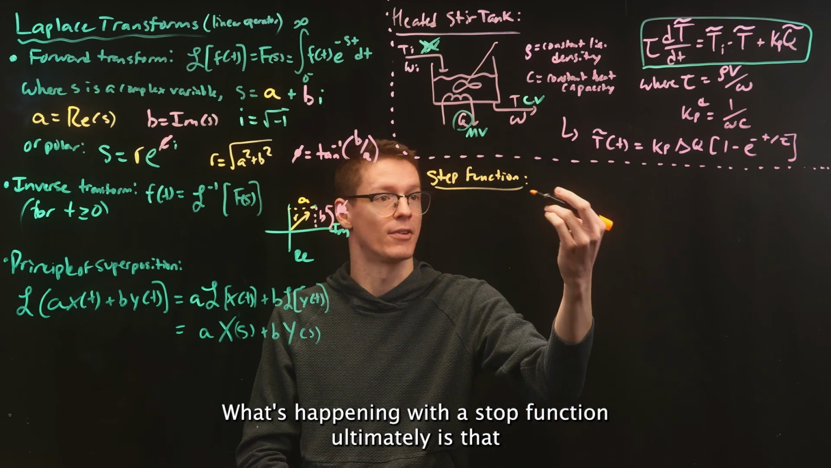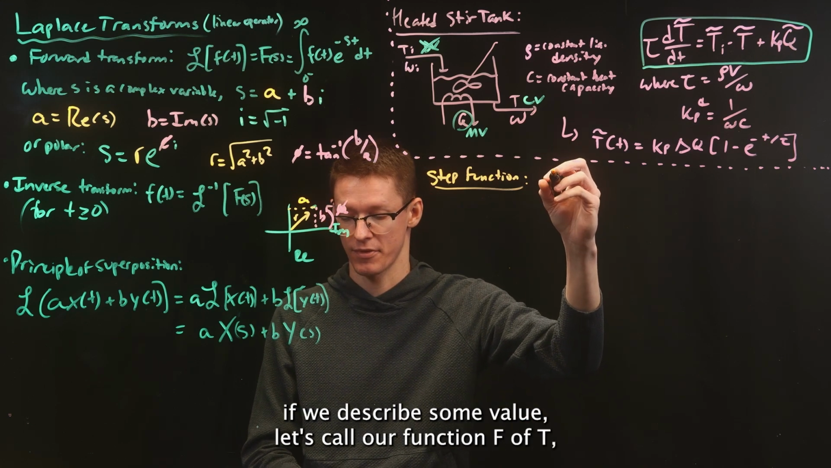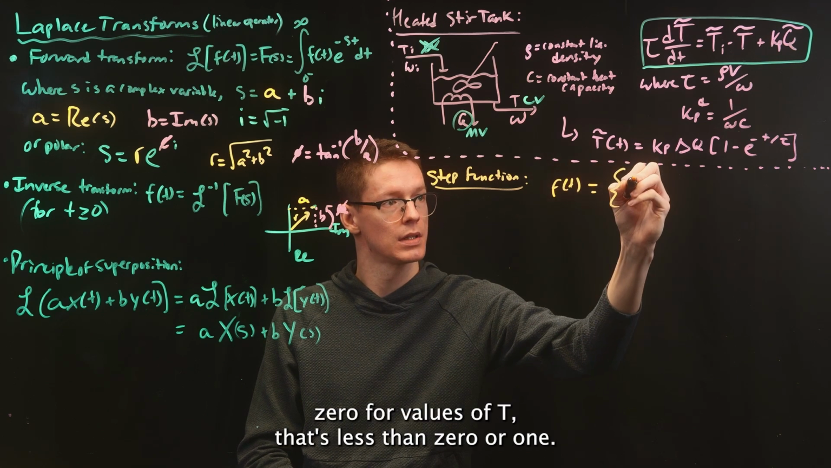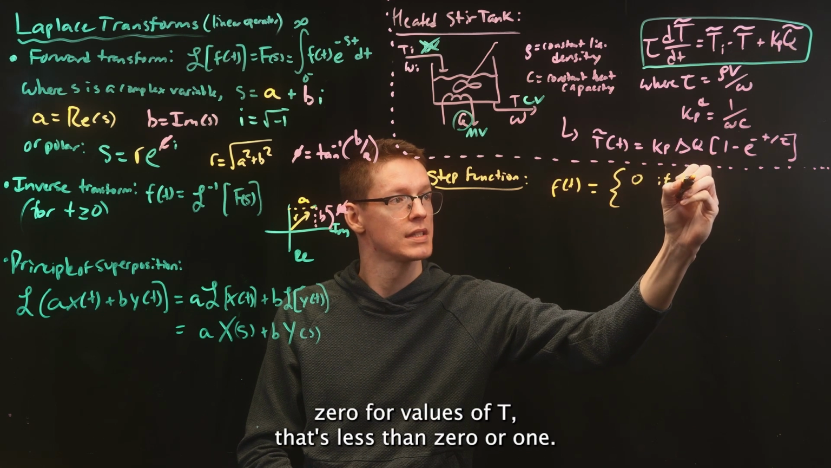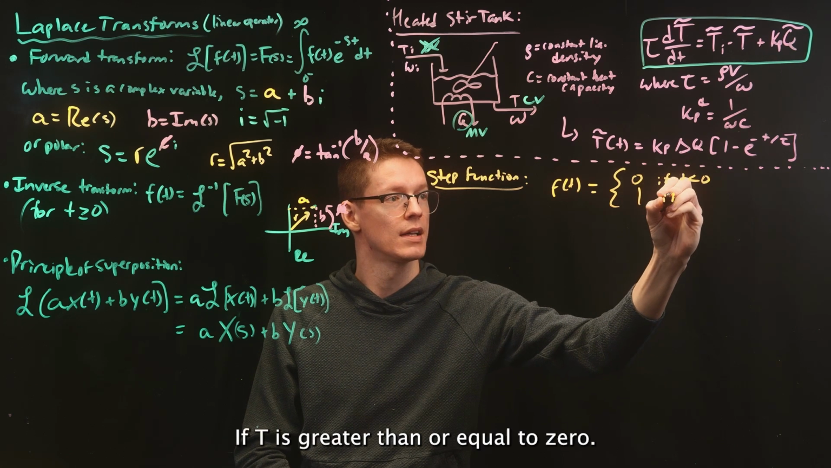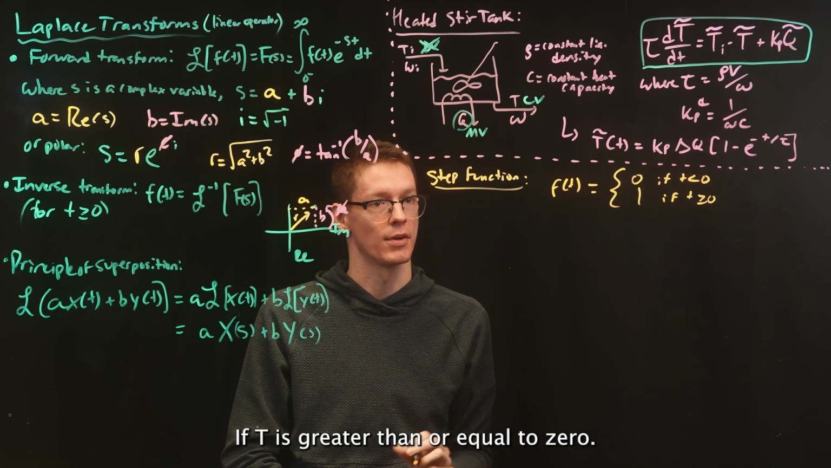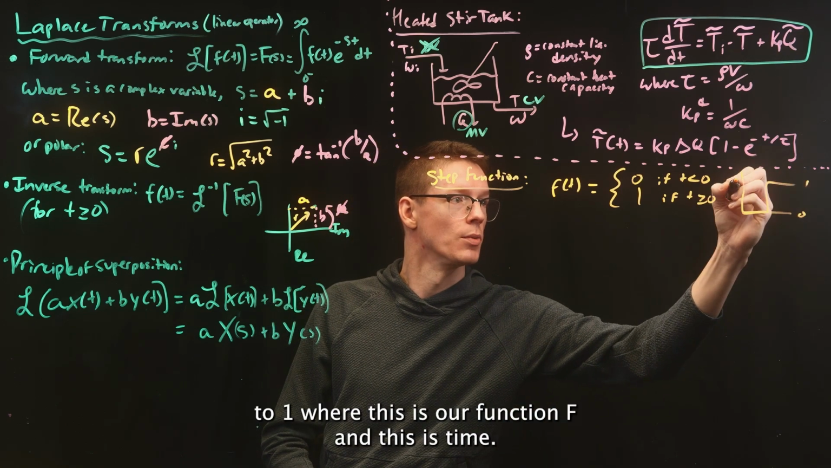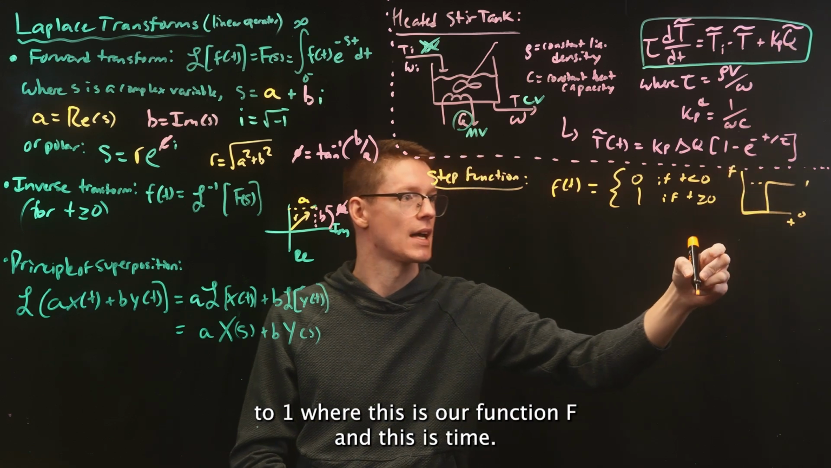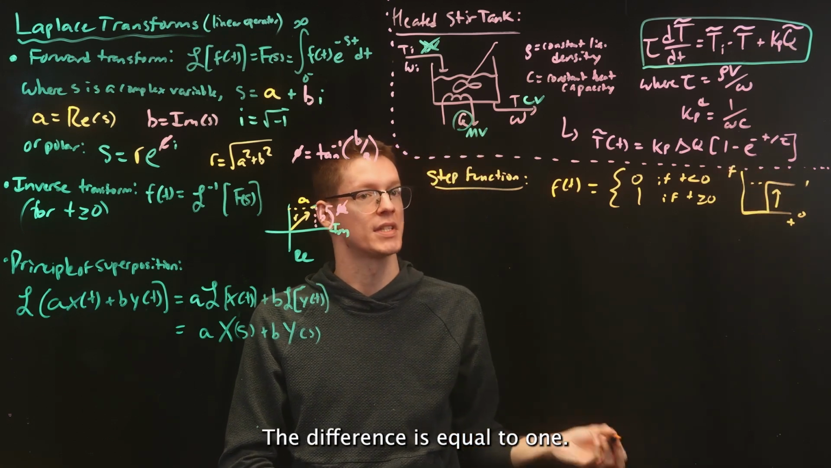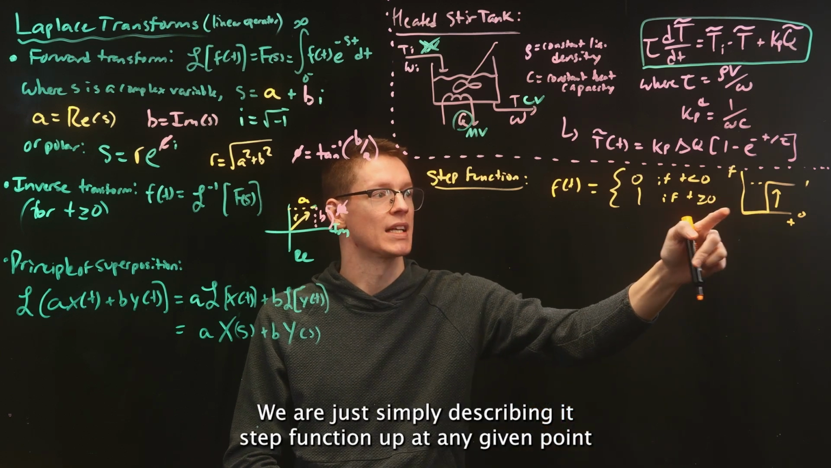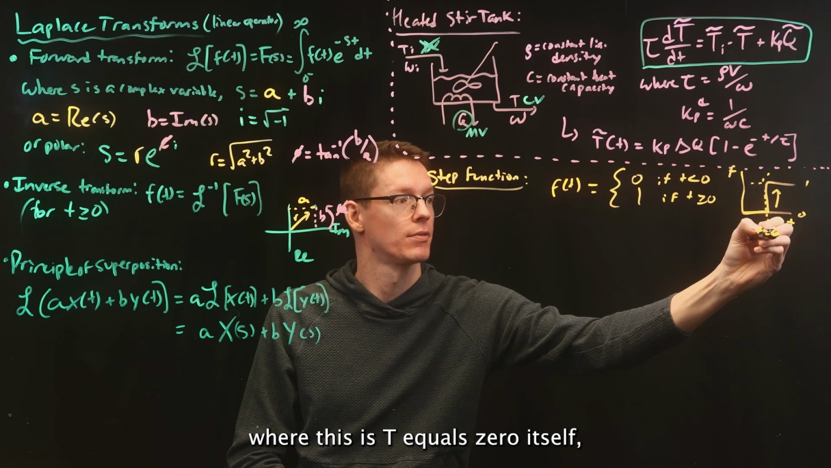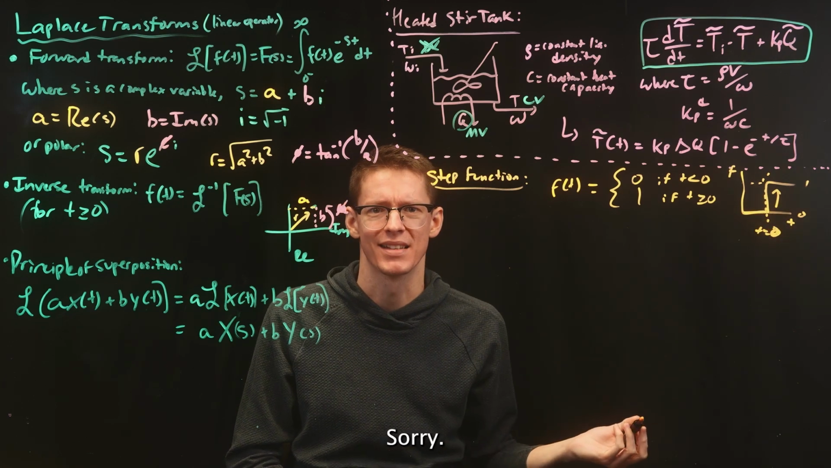What's happening with a step function ultimately is that if we describe some value, and let's call our function f of t, this could be equal to 0 for values of t that are less than 0, or 1 if t is greater than or equal to 0. This is just saying again that we're moving up from 0 to 1, where this is our function f and this is time. That's the step value. The difference is equal to 1. We are just simply describing its step up at t equals 0 itself.